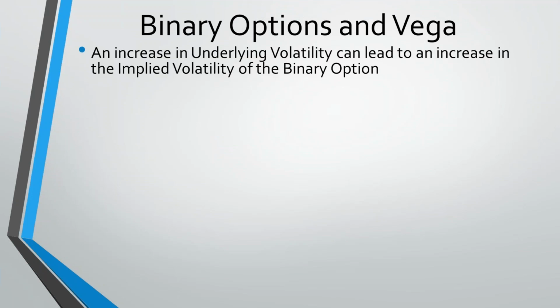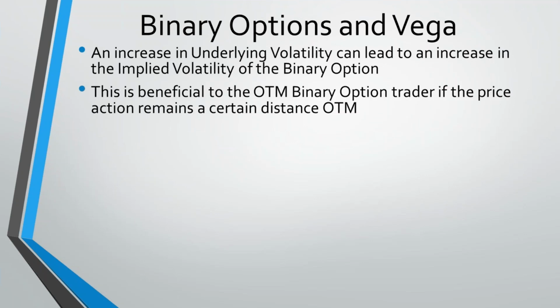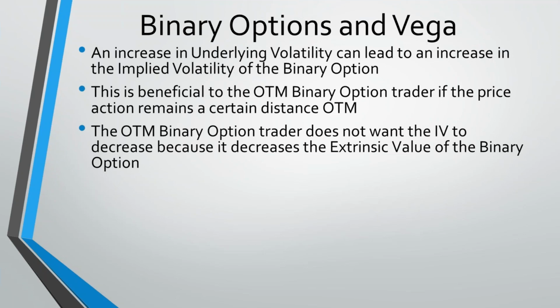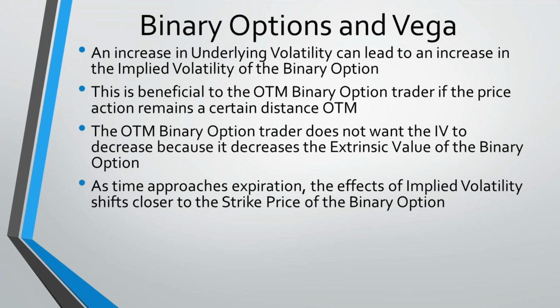So let's take a look at binary options and Vega. An increase in underlying volatility, which is the pure underlying volatility, can lead to an increase in the implied volatility of the binary option. Also, if the market maker thinks volatility could rise, they can raise the implied volatility of the option model, therefore affecting the price of the option. This is beneficial to the out-of-the-money binary option trader if the price action remains a certain distance out of the money. The out-of-the-money binary option trader does not want the implied volatility to decrease, because it decreases the extrinsic value of the binary option. As time approaches expiration, the effects of implied volatility shift closer to the strike price of the binary option.